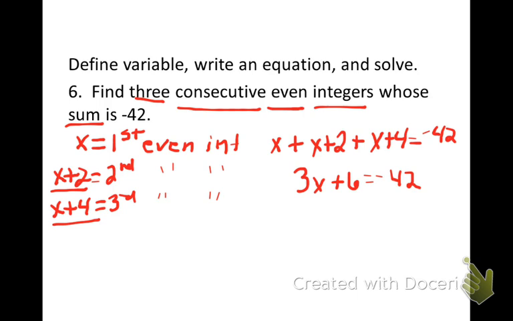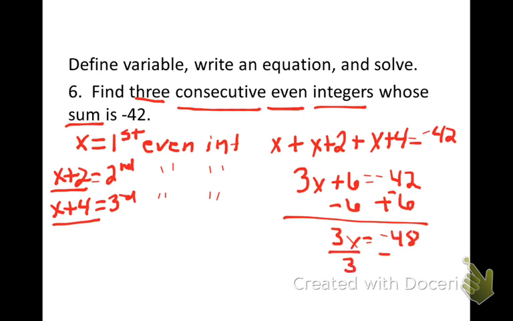And now it's just a type of equation that we've been solving lately. We would subtract 6 from each side to get 3x equals, again, add the opposite, negative 48. Divide both sides by 3, and we're going to get x equals negative 16. We are not done yet because it's asked us to find 3, and we've only found 1, but that's why we defined our variable. The first one would be negative 16.